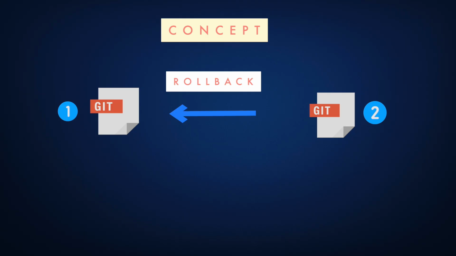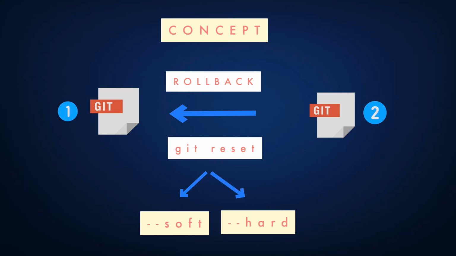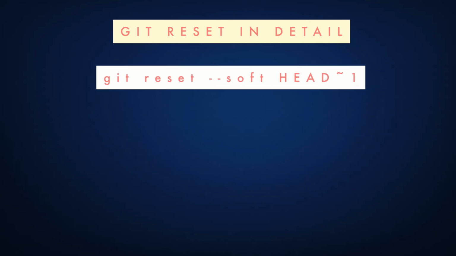There is a command for doing it, and the command is called git reset. But there is a catch here, and the catch is that the git reset command has two flags. The first flag is called the hyphen hyphen soft flag, and the second flag is called the hyphen hyphen hard flag. So let's see in detail what it means. Whenever you run git reset with the hyphen hyphen soft flag, you have to write one more thing. You have to write HEAD tilde, and then you have to write 1.